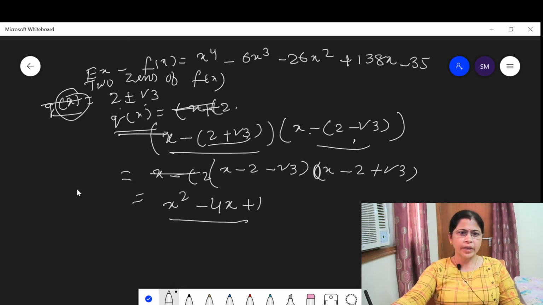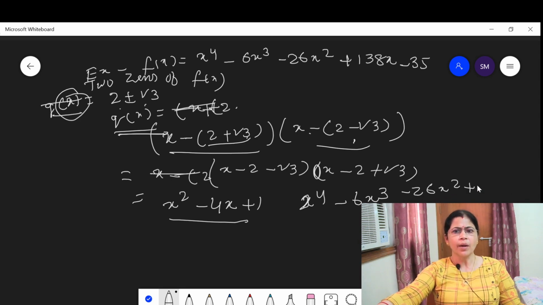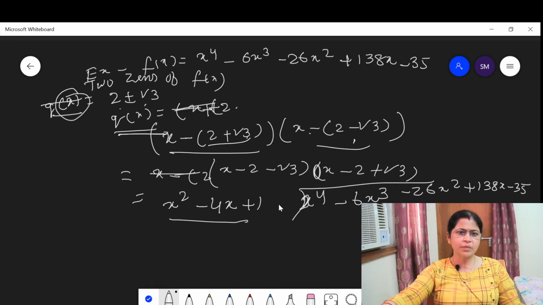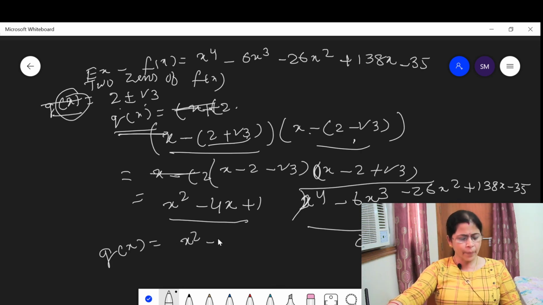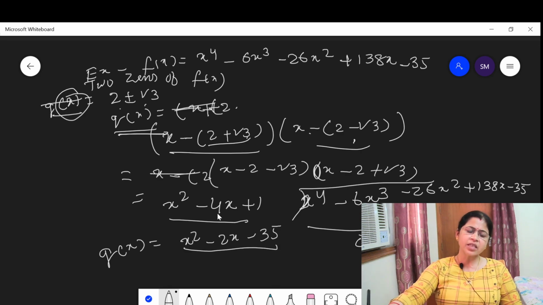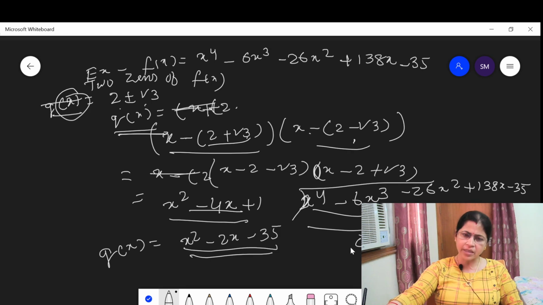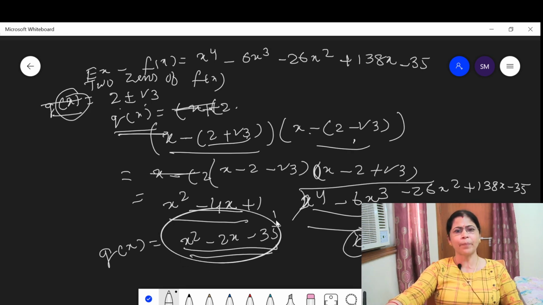Now let us solve here. Divide f(x), which is x fourth minus 6x cube minus 26x square plus 138x minus 35, by x square minus 4x plus 1. We get the remainder is 0 and the quotient is x square minus 2x minus 35. By dividing this with this, we get this quotient and remainder is 0. This means this is also a factor, which shows that x square minus 2x minus 35 is equal to 0.